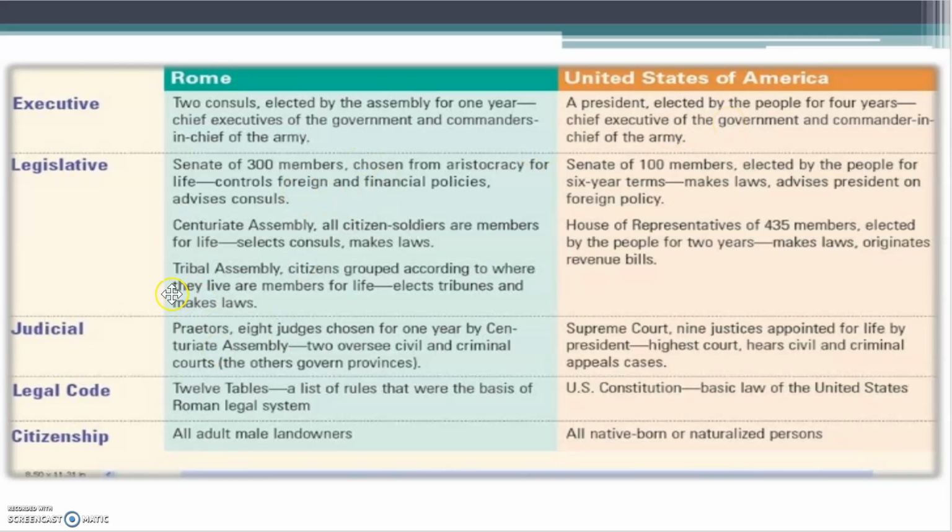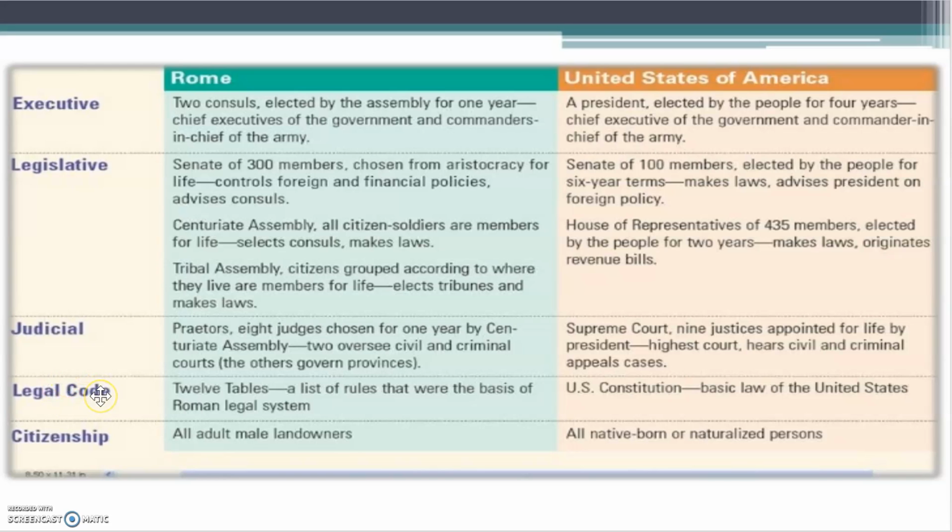They had a legislative branch. They had a Senate of 300 people. They also had the tribunes who made laws for the plebeians. We have the Senate and we have the House of Representatives that make laws for us. They had a judicial branch. There were 8 praetors. And then we have the Supreme Court. We have 9 Supreme Court justices, and it's the highest court in America.